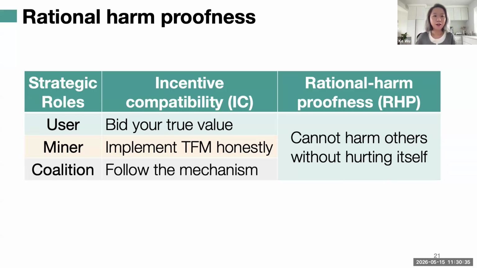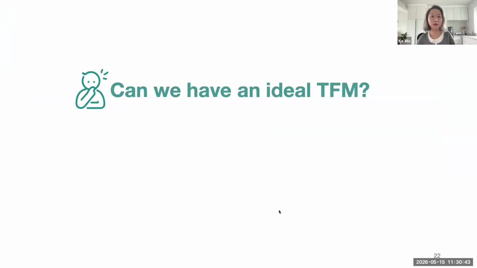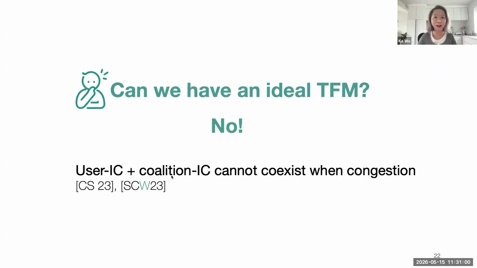Great. Now we've gone a long way to define these 6 desired properties and understand why we need them. A natural question: can you have an ideal transaction fee mechanism that achieves all 6 properties? Unfortunately, the answer is no. Even if you only ask for user incentive compatibility and coalition incentive compatibility, in fact, even before we talk about this new desired property of rational harm-proofness, it's already impossible. User IC and coalition IC cannot coexist when there is congestion.